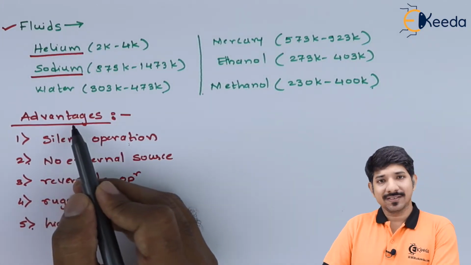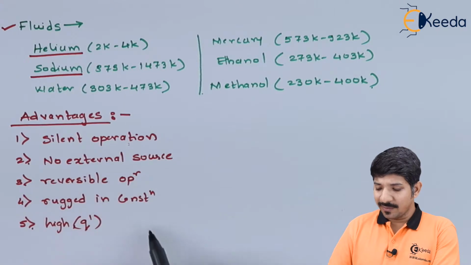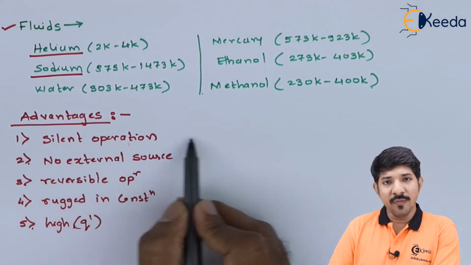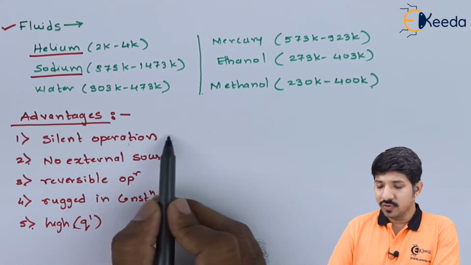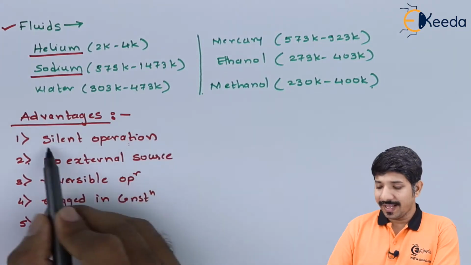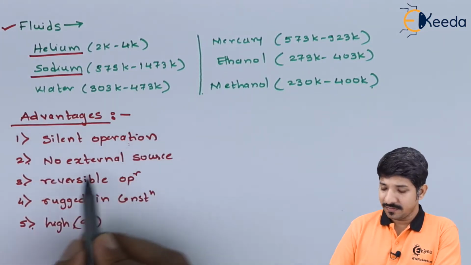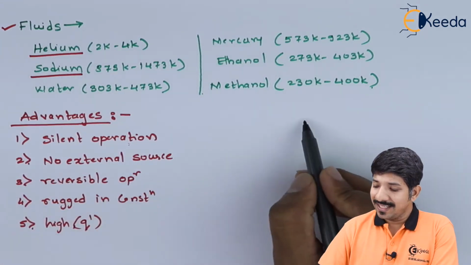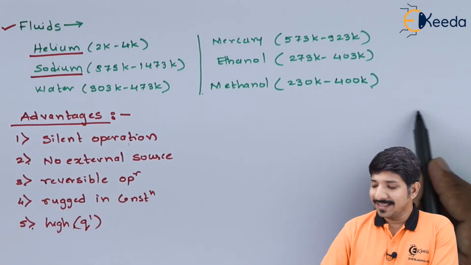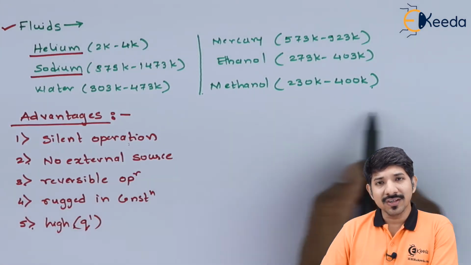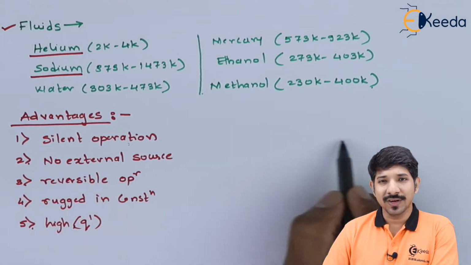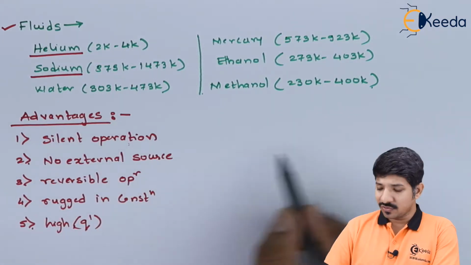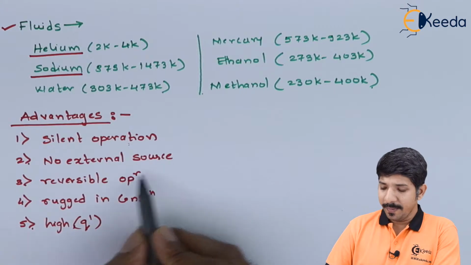What are the advantages? Obviously there are so many advantages. A few are silent operation. There are no moving parts over here, so there is no noise in this case. Then, no external source. As we can see, we only need the evaporating part, the condensing part, and a long thin tube which is entirely insulated. So for heat transfer we don't really require any external source for a heat pipe.